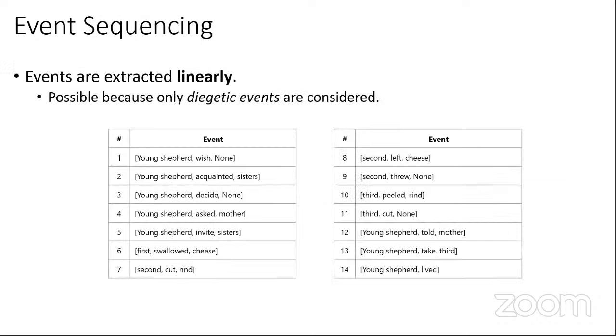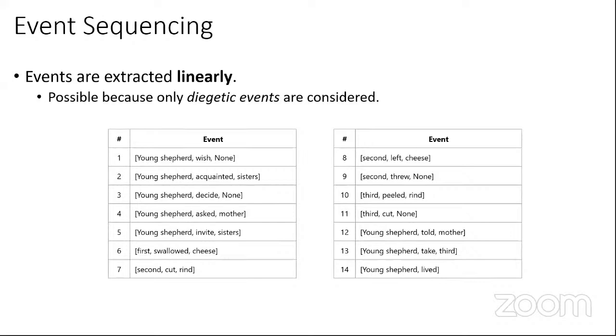Now, for event sequencing, the task is as simple as ordering them in the same way that they were extracted. This was only possible because we are getting the changes that are happening at the current world state at the time of the narrative. Right now, again, we are seeing the diegetic level event take place here, and we can see that each of the items that we are extracting can be taken as is since it's dealing with the current world state. And from there, we just continuously build on top of it.